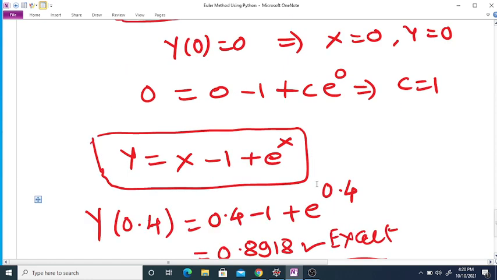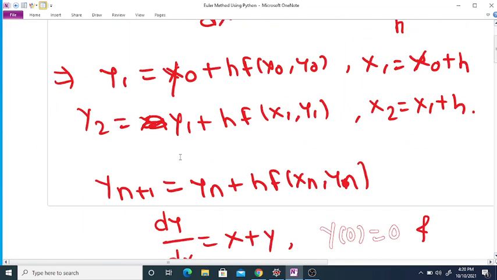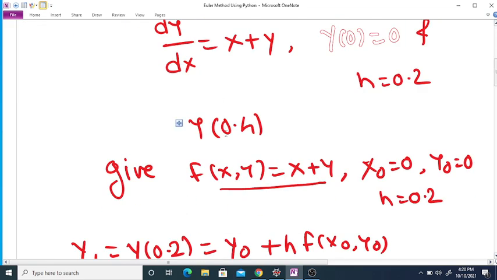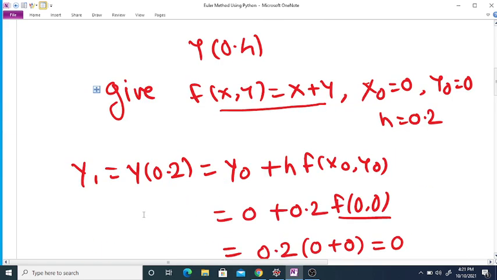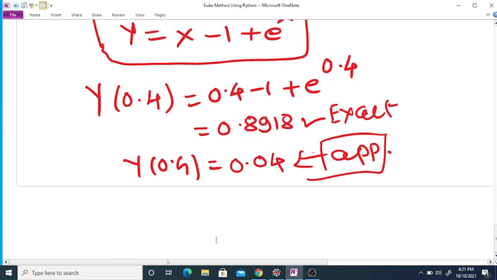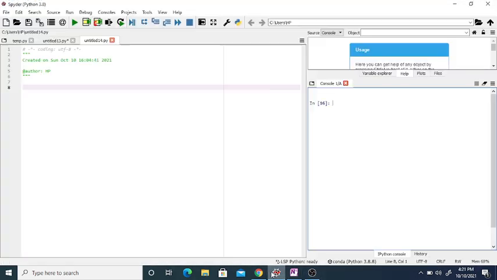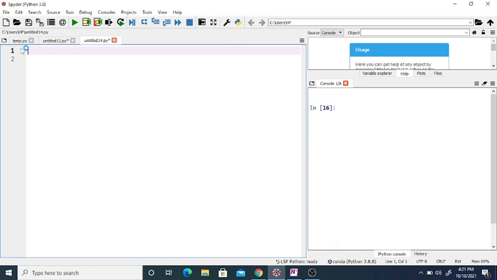We can reduce this error if we increase the number of steps. Here, within 2 steps we get y of 0.4. If you increase the number of steps, your h should be small. If h is small, then you can reduce the error between the exact solution and the approximate solution. Now we are going to code this method in Python programming, so you can observe the error between the exact solution and the approximate solution.